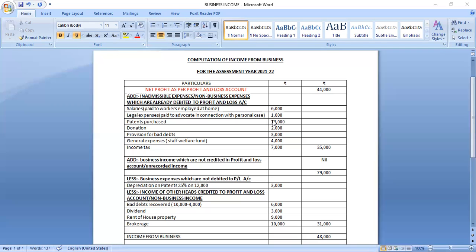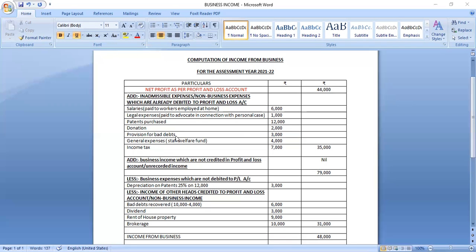Next, donation. Donation cannot be taken as a business expense. It is a non-business expense. We are including it here. Next, repairs. It is a business expense. Next, provision for bad debts. Any provision or any fund you cannot take as a business expense. The provision for bad debts cannot be taken as a business expense. Here I am writing it.